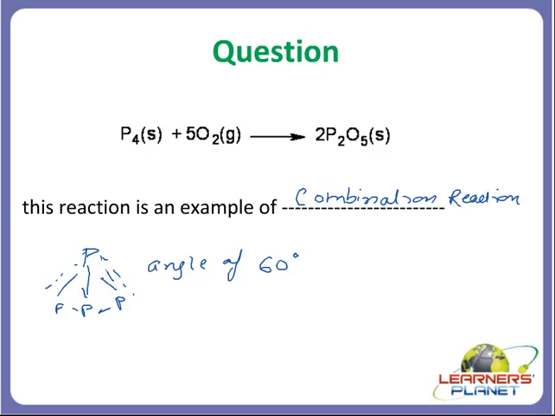So this is the example of P4 solid. It is white phosphorus, students. This white phosphorus is highly reactive, and it immediately combines with oxygen, giving phosphorus pentoxide. Fine. So this is your combination reaction. Now let's move to our next question.